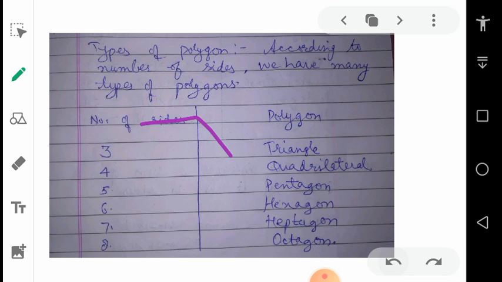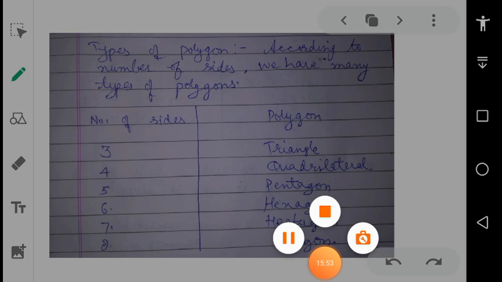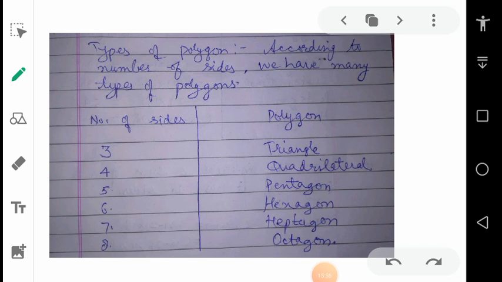Types of polygon. So here according to the number of sides we have many types of polygons. The smallest polygon is the triangle because it has a minimum number of sides. It is not possible to draw a polygon with two sides or one side, because a polygon is a closed figure. First condition is it should be a closed figure, then it is made by only straight lines. So you might be thinking why I started from 3. Just try to check with 2 or 1.